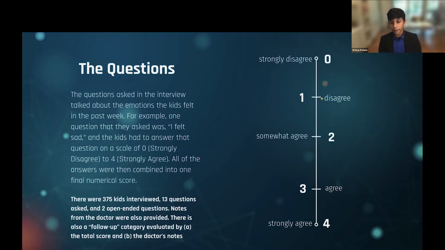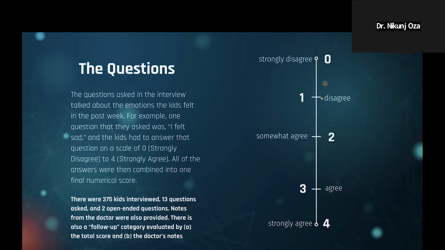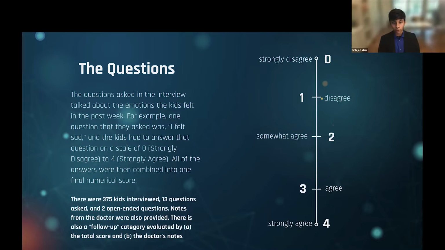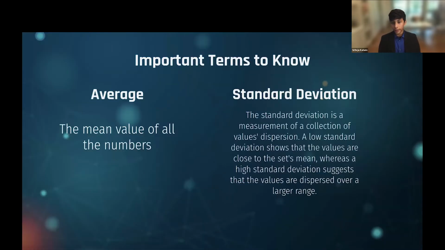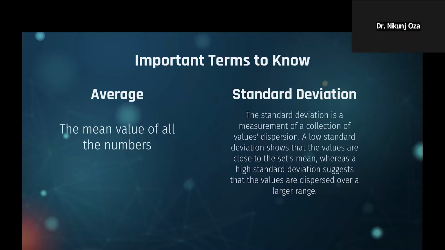So let's go over the data analysis. What does all this information mean, and how can we use this for our benefit? Here are some important terms to know before I go over my first chart. The average is the mean value of all the numbers, and standard deviation is a measurement of a collection of the values' dispersion. A low standard deviation shows that the values are close to the set's mean, whereas a high standard deviation suggests that the values are dispersed over a larger range.